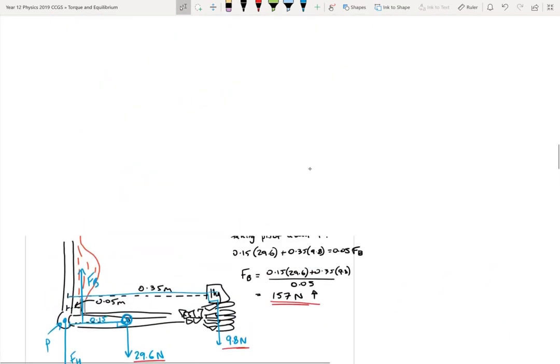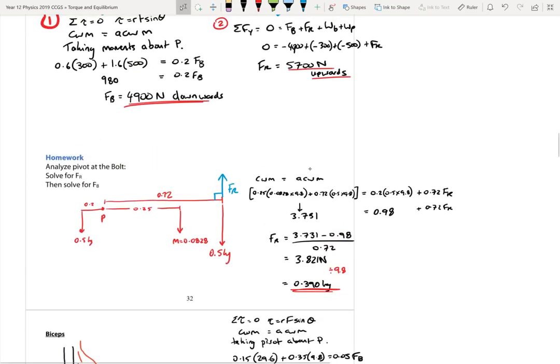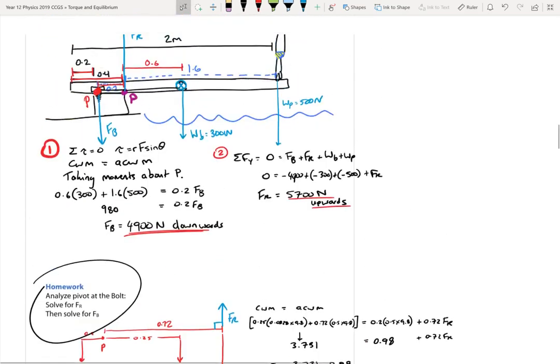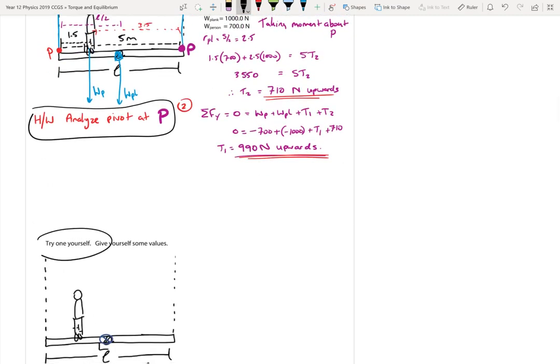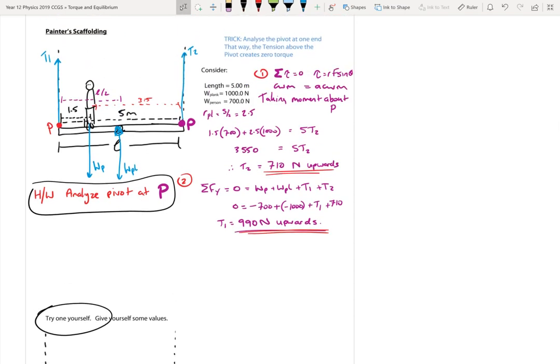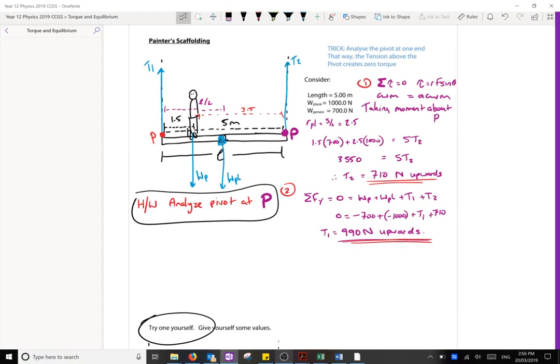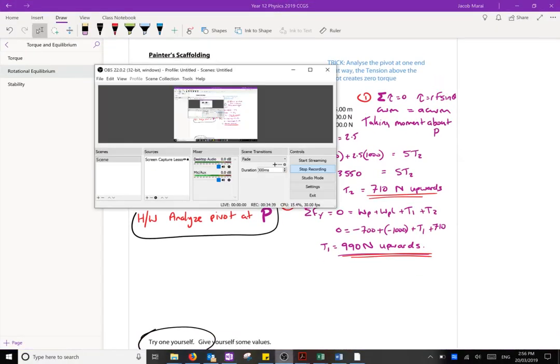Guys, please go back and do your homework questions. You have that for the cantilever and this for the scaffolder, and also a try yourself. You might wish to set some values up, and between yourself and your partner, work the questions, and hopefully you agree that you get the same answer. So, last 10 minutes. Please get those questions done. Analyze things from the other pivot. You will get exactly the same values. And that lesson went quite nicely. 35 minutes.